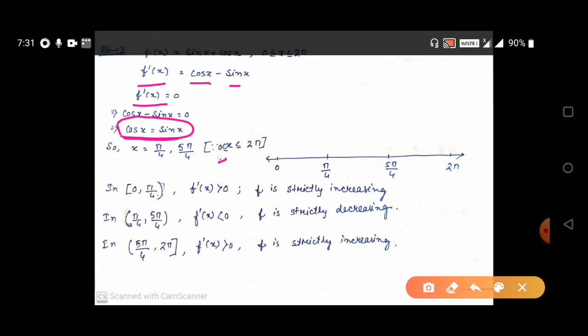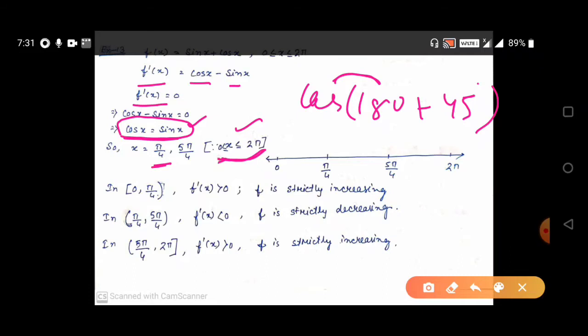Now since x belongs to this interval, we have to find all values of x in this interval so that cos x is equal to sin x. One value is π/4, which is 45 degrees. Now we have to check whether there is any other value for which cos x is equal to sin x. So suppose we take cos of 180 degrees plus 45 degrees, then cos will remain cos.